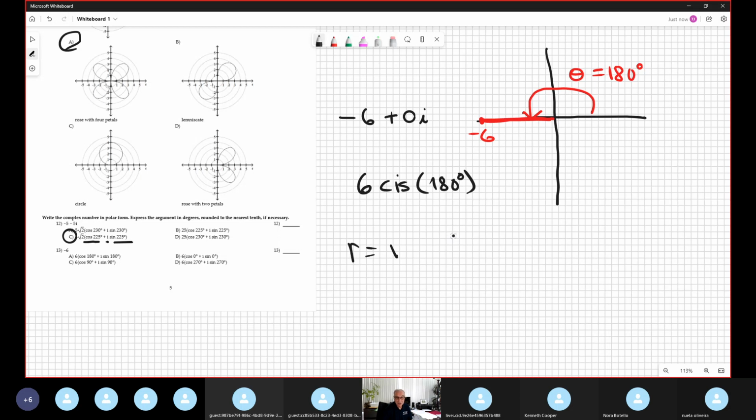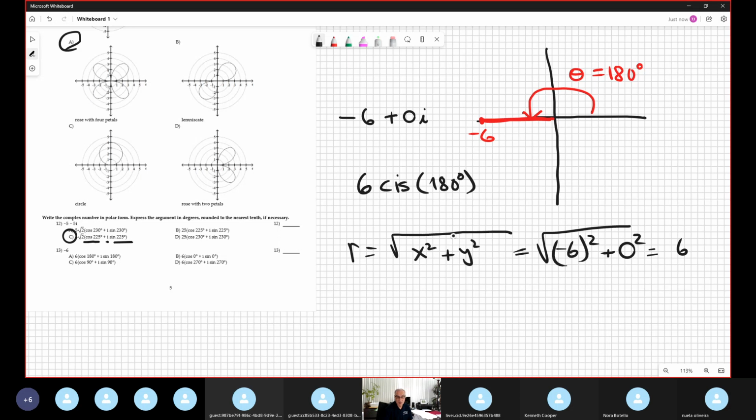R is equal square root x squared plus y squared. Who is x? X is -6 squared, and y is 0 squared. It's obvious 6, because -6 squared is 36. 36 plus 0 is 36. Square root 36 is 6. So you take always the positive solution.